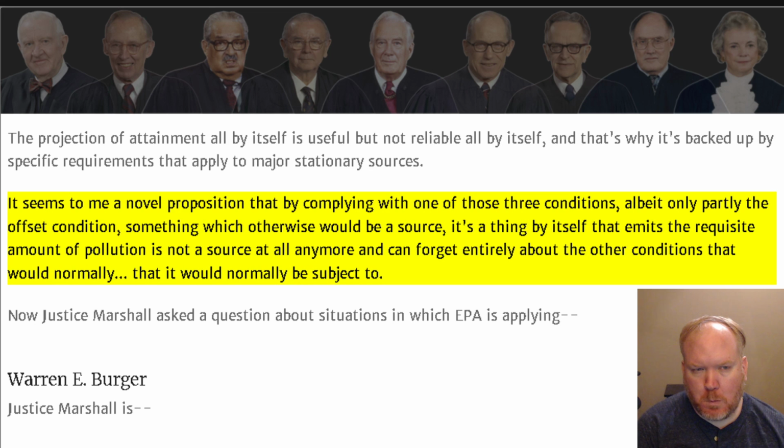It seems to me a novel proposition that by complying with one of those three conditions, albeit only partly, the offset condition, something which otherwise would be a source, a thing by itself that emits the requisite amount of pollution, is not a source at all anymore, and can forget entirely about the other conditions it would normally be subject to.